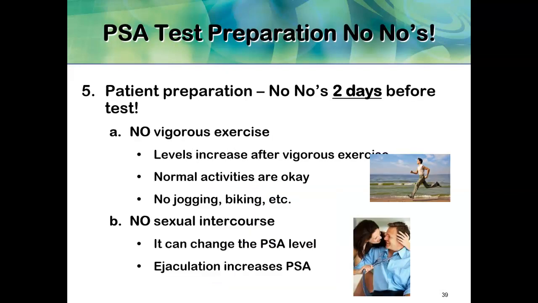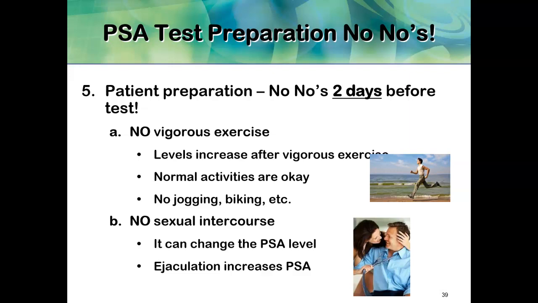So patients should prepare in advance before they have a PSA blood test. And many times we unfortunately see that patients do not receive these instructions. So 2 days before the test, there are a couple no-nos that men should be given before they have a PSA. The first thing is that they should not have any vigorous exercise for a couple of days, because it will temporarily increase levels after intense exercise. So jogging, cycling, anything where there is a lot of cardio output, but your normal day-to-day activities are okay.